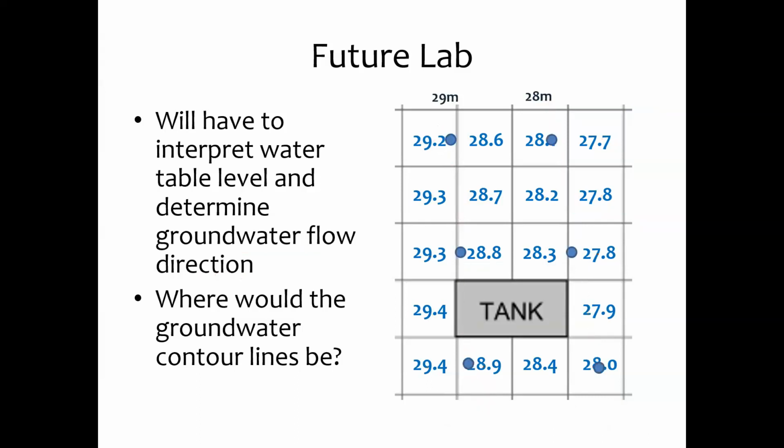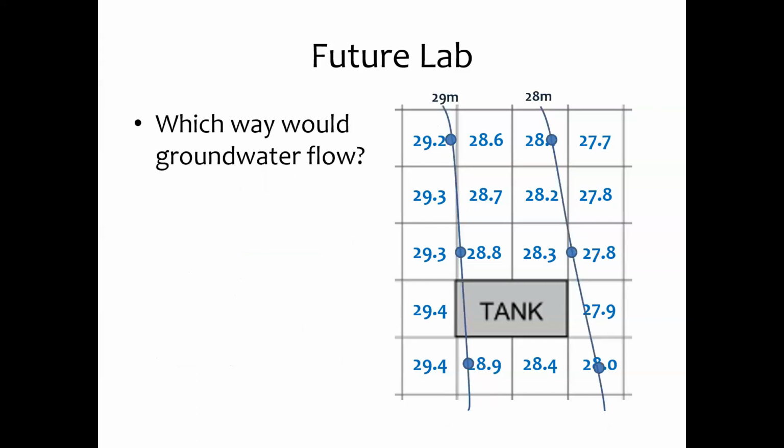So once we've drawn those contours in, connected the dots, which way will groundwater flow? Much like water flows perpendicular to topographic contours, groundwater flows perpendicular to groundwater contours. So it flows from high to low, and if it's perpendicular to these, it'll be roughly in that direction there.